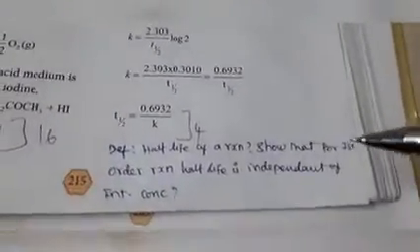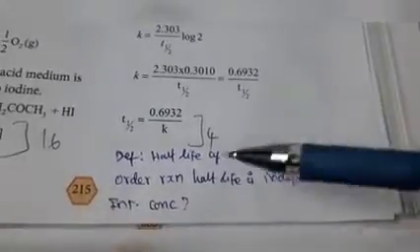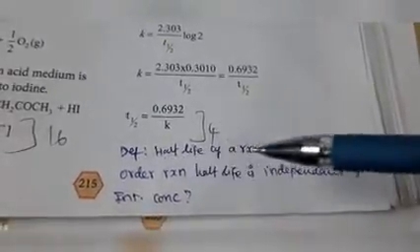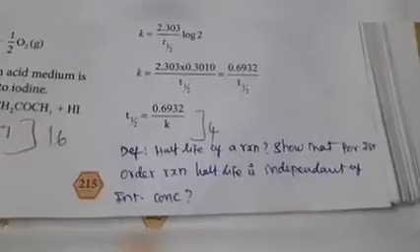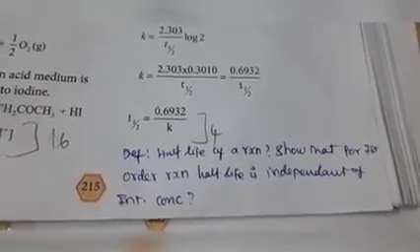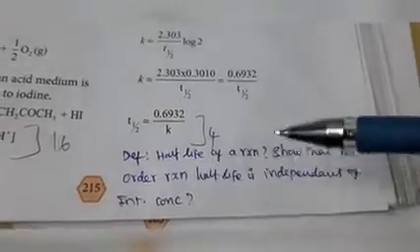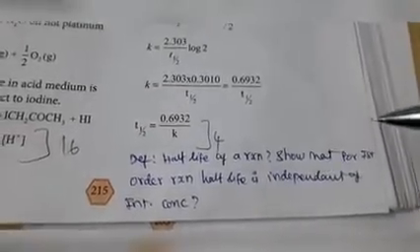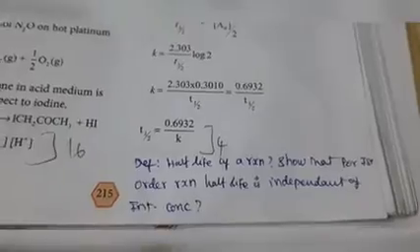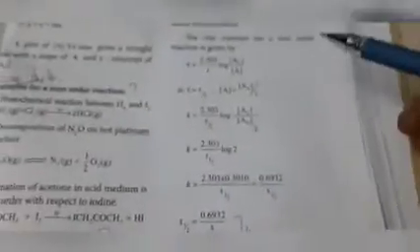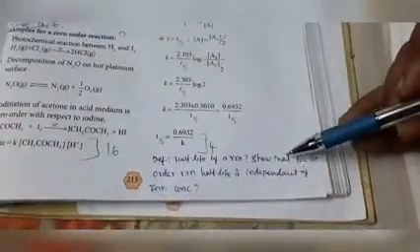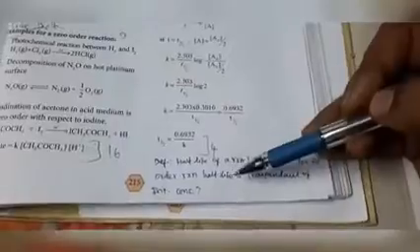In your book back question, it contains two parts. First part, they ask the definition: define half-life of a reaction. Second part: show that for a first order reaction, half-life is independent of initial concentration. That means this derivation they asked. Show that for a first order reaction half-life is independent of initial concentration.